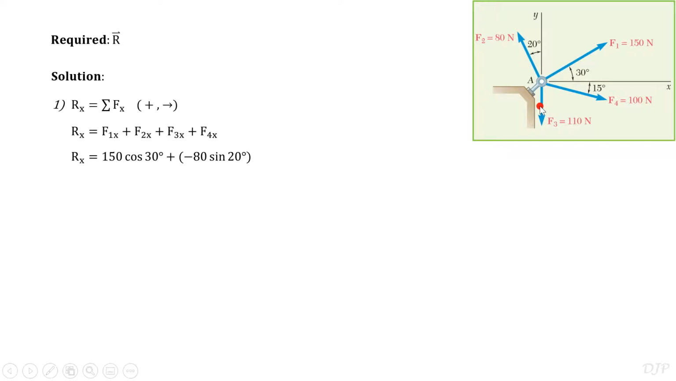Then for F sub 3, it can be observed from the drawing that it is acting purely along the vertical. Thus, it has no component along the x-axis. Lastly, for F sub 4, its x component is equal to positive 100 times cosine of 15 degrees. So by adding these values, we get the total x component of the forces equal to 199.30 newtons.